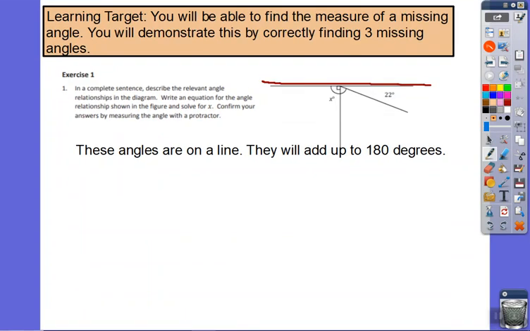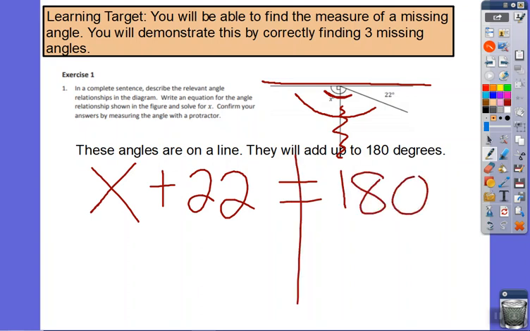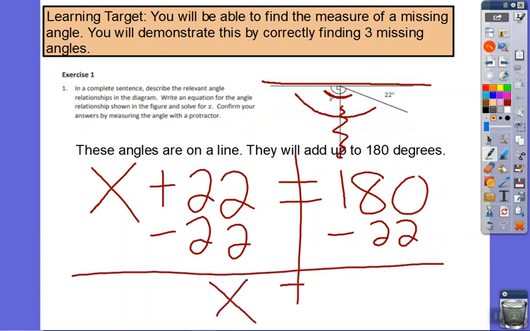So if I make my equation, I'm going to write that this x, and notice here that it's got this curvy piece to it. So it's saying that x is all of this. I'm just going to ignore this line in the middle here. So this x and this 22 have to add up to 180 degrees. To solve something, I do the opposite. So the opposite of adding 22 is minusing 22. And x is 158 degrees.